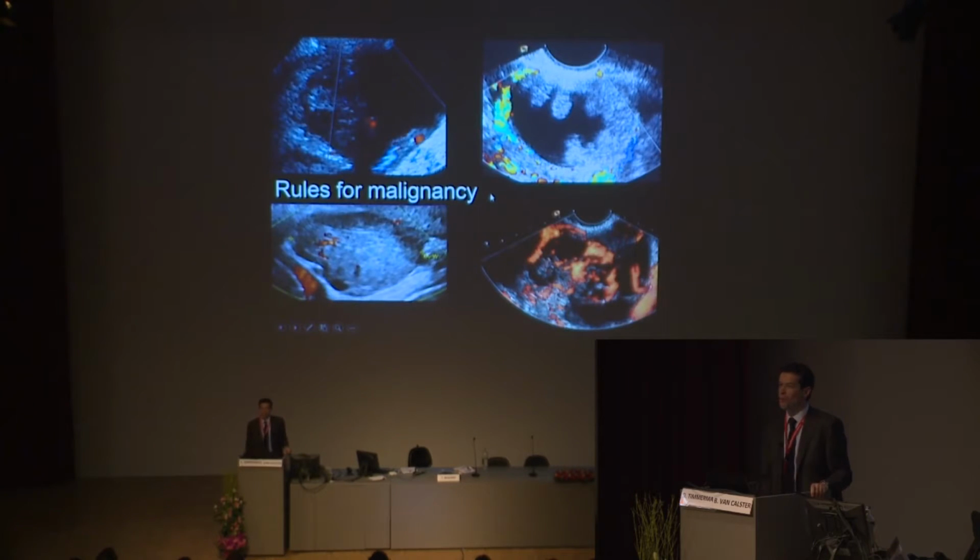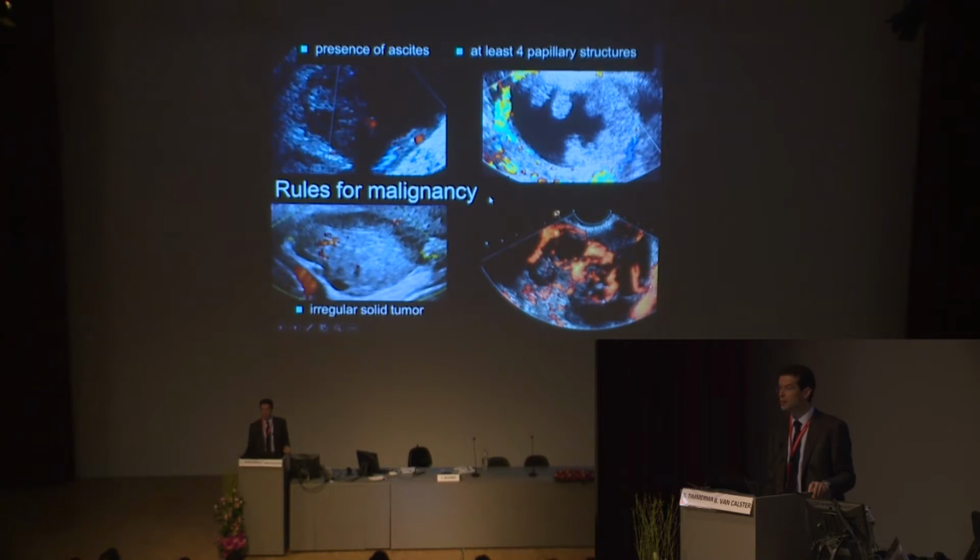So to summarize, once again, last time that I will summarize it, rules for malignancy: presence of ascites, irregular solid tumor, at least 4 papillations, irregular multilocular solid tumor, at least 10 centimeters in diameter, and a very strong blood flow, color score 4.